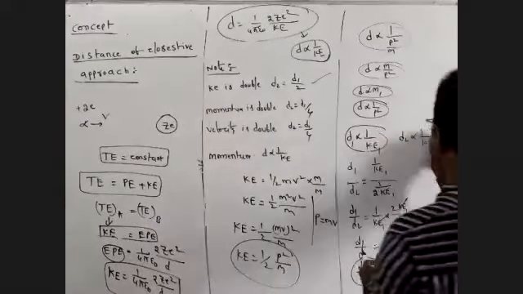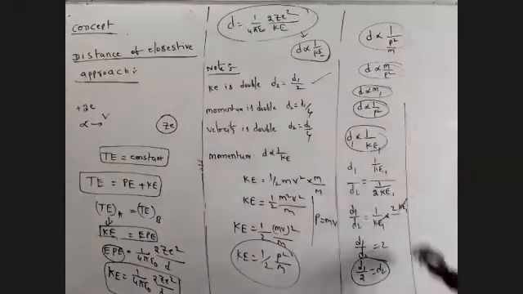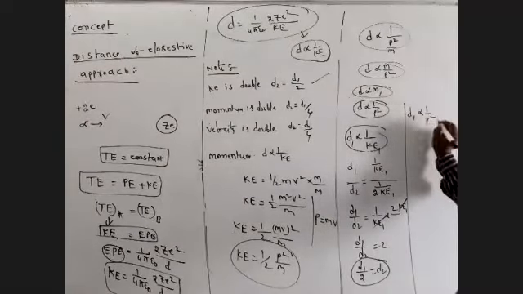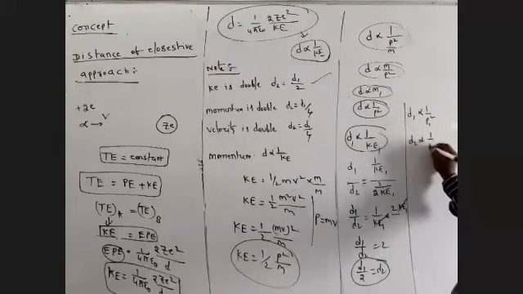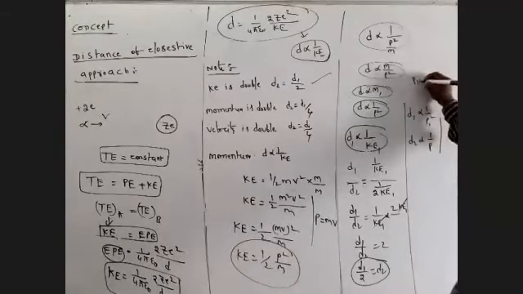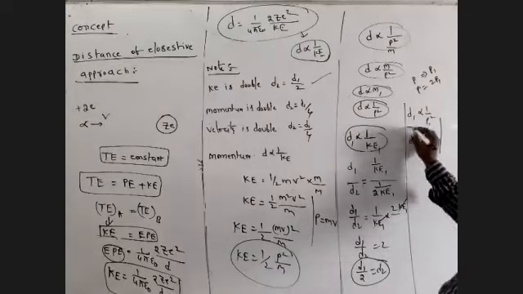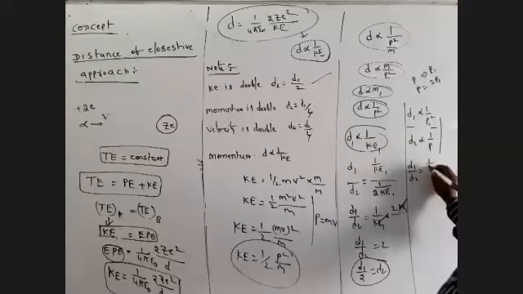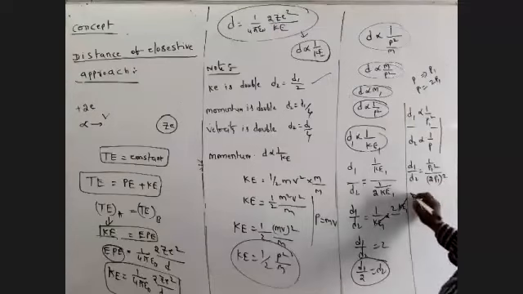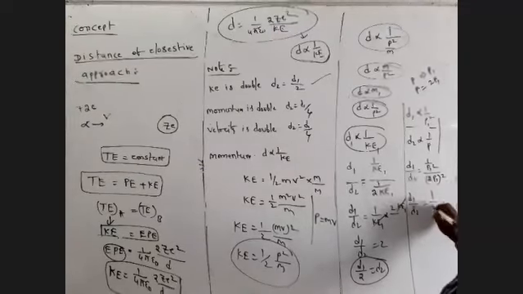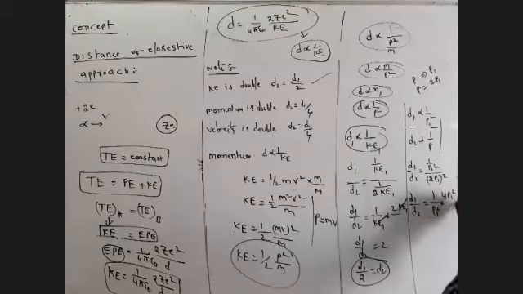Next, momentum is doubled. D is directly proportional to 1 by P squared. So P is equal to 2P1, that is double. Dividing, D1 by D2 is equal to 2P1 whole squared by P1 square, that is 4P1 square by P1 square, cancel each other. So D2 is D1 by 4. That is the D2 value.